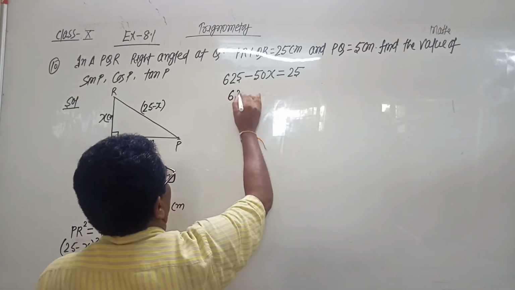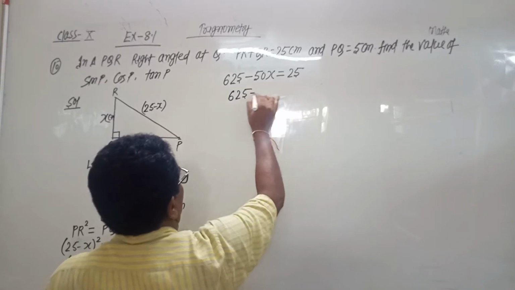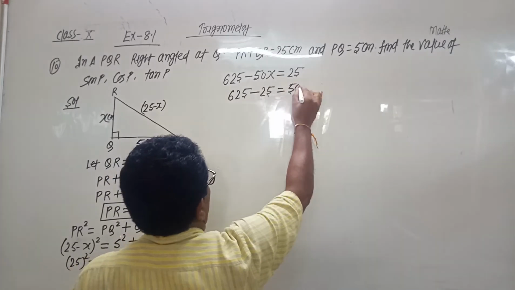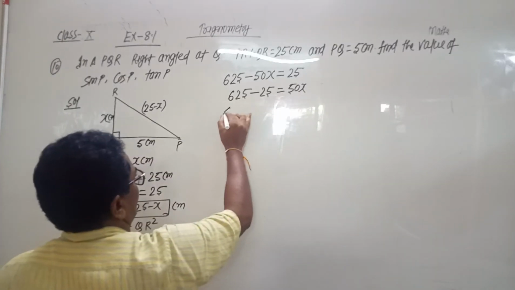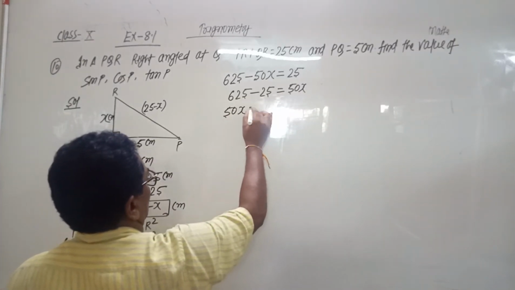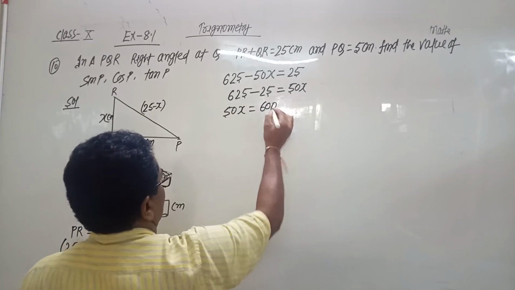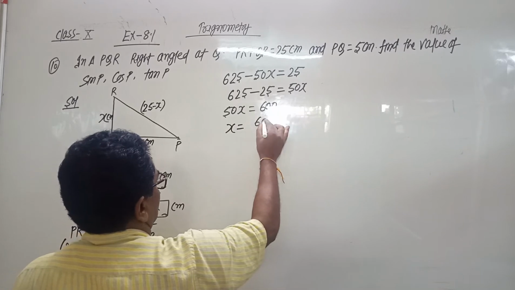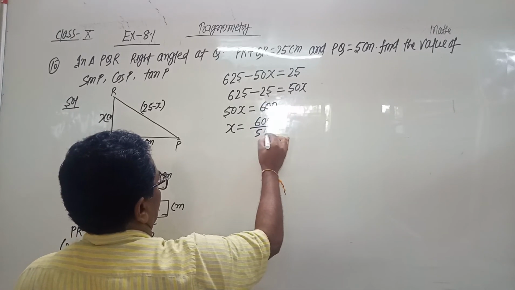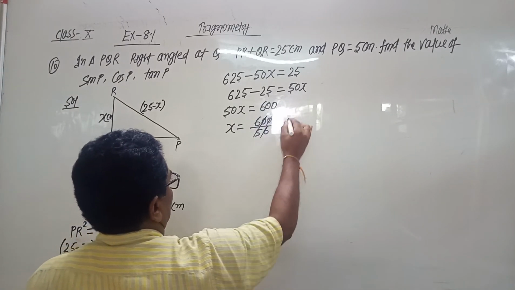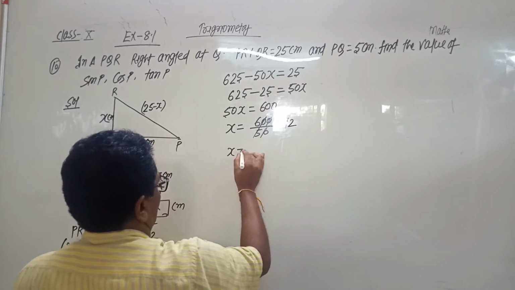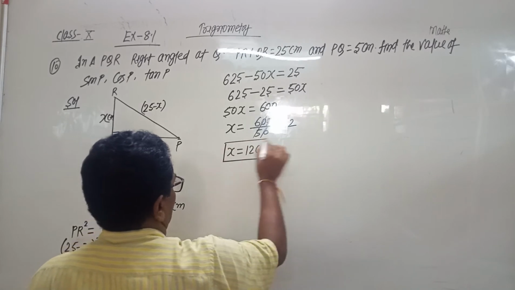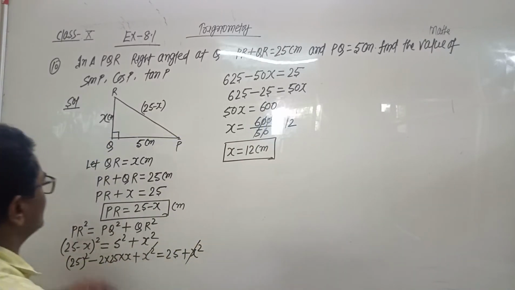So 625 and 25 go to the left side and 50x goes to the right side. We get 50x equals 625 minus 25, which is 600. The value of x is 600 by 50, which is 12. So x equals 12 centimeters.